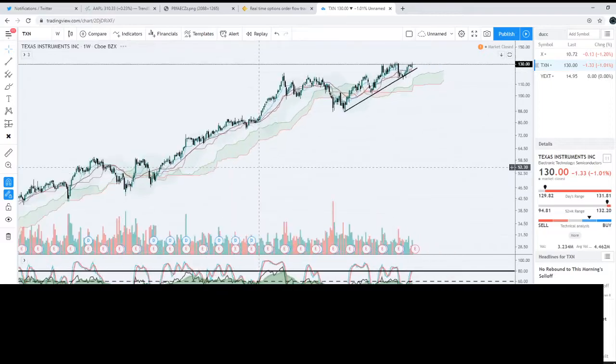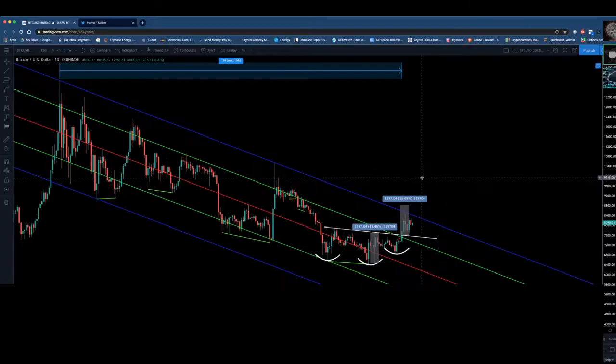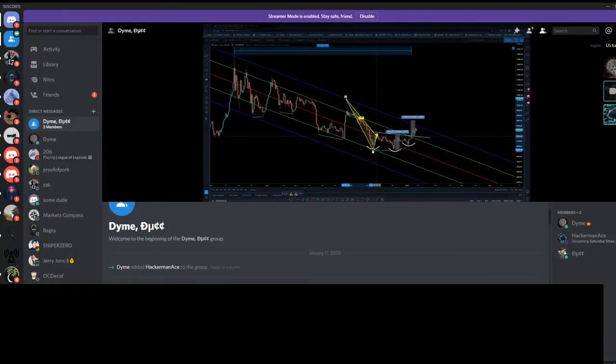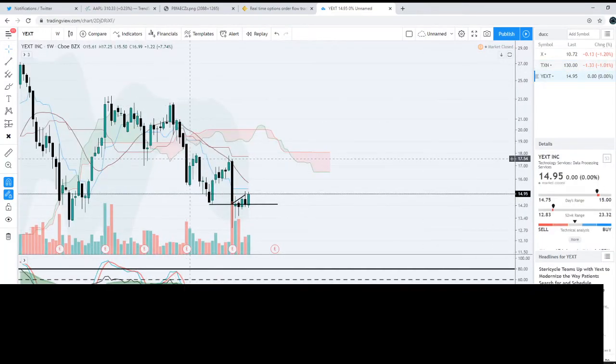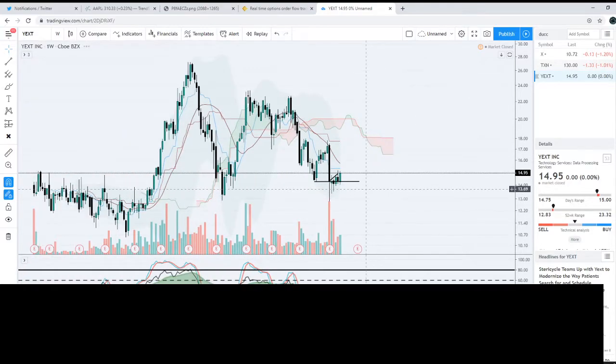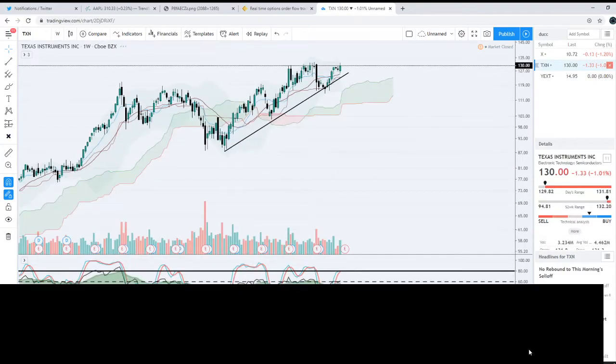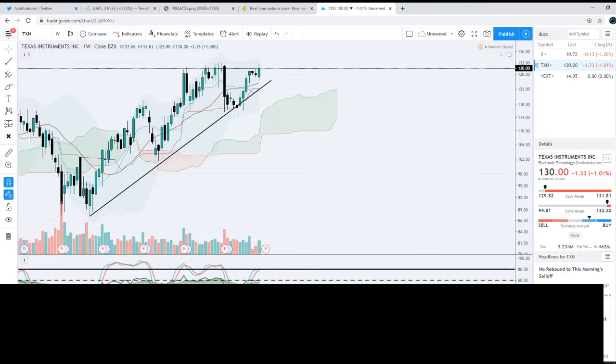What we're looking at is these slanted inverse head and shoulders. This coincides with that harmonic. As far as harmonics go, I remember you had done one on Yext and TXN. I'm still watching those two, especially Yext, and that TXN one was a beast, man. It was a really nice trade setup.